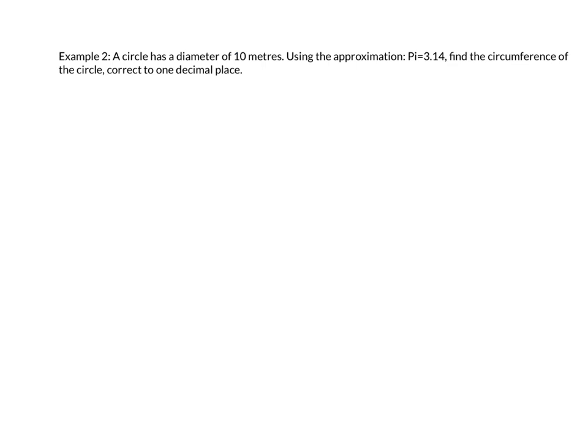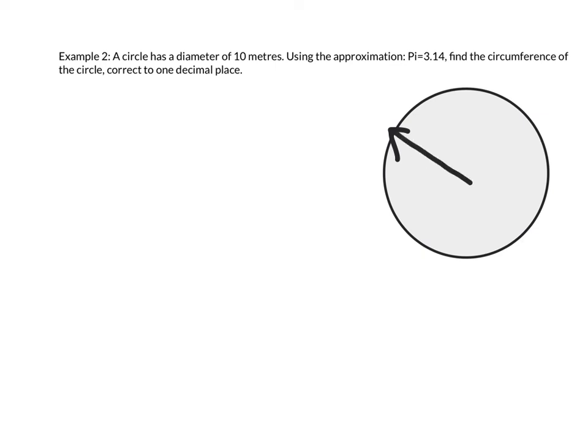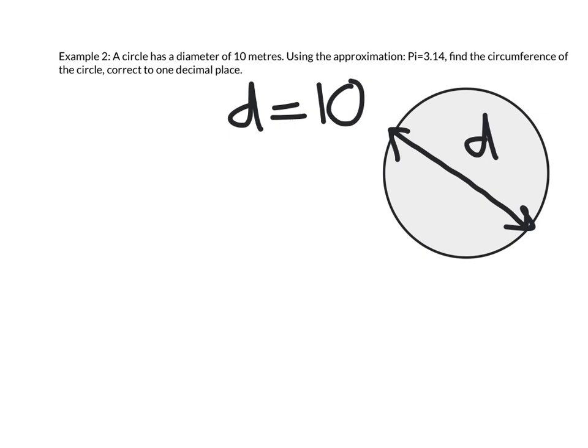Okay, so let's have a look at another question here. So this one says, the circle has a diameter of 10 meters. Using the approximation pi equals 3.14, find the circumference of the circle, correct to one decimal place. So let's draw our circle again. Always a good idea to show the shape we're drawing. So I've got a circle there, and the question tells us that the diameter, which is this distance across through the center, is 10. So let's write that down. So we've got d equals 10. Again, meters for this question. Always good to note the units.